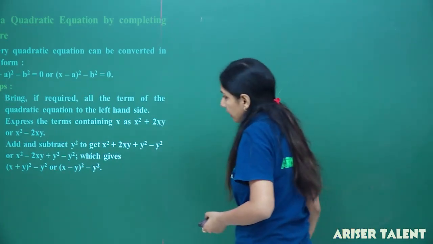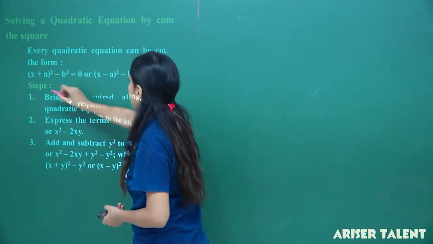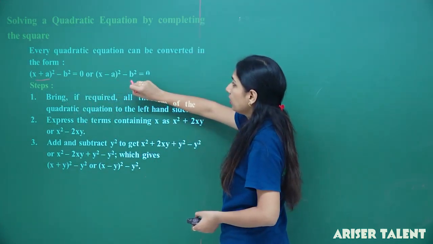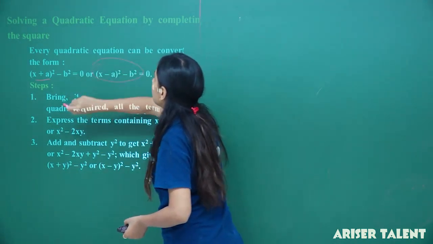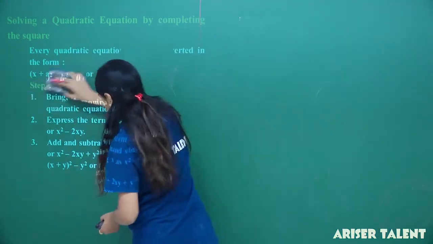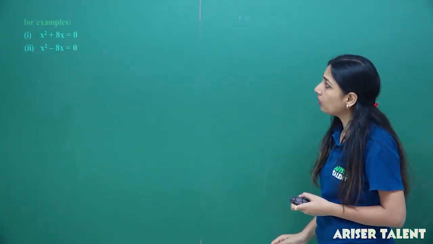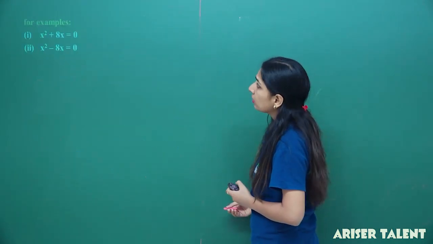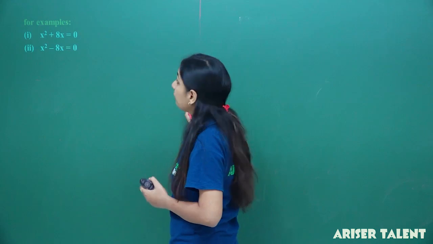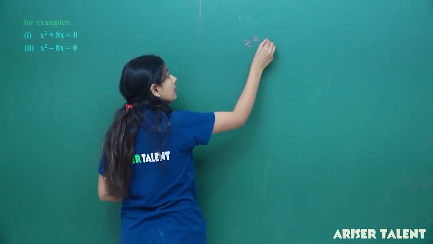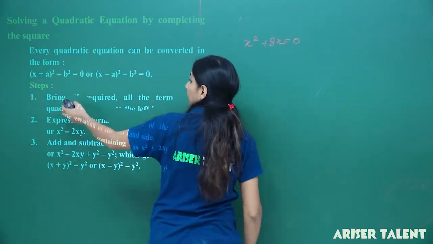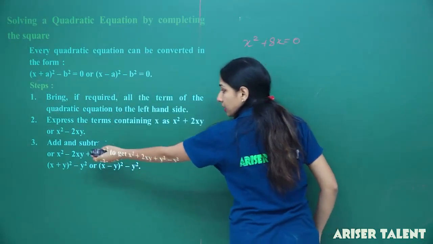Right students, so yes, we have done this in the form (x plus a) whole square minus b square. So (x minus a) square minus b square, I am talking about this. We have studied that we have to arrange it in this manner, right? Now examples we took, for example x square plus 8x equals 0. Now what do we have to do? We have to make it in this format.